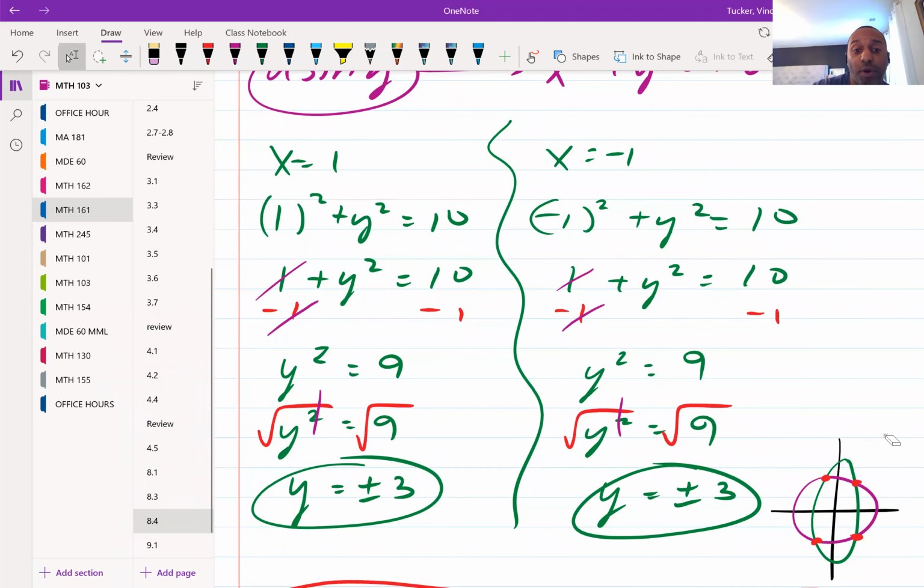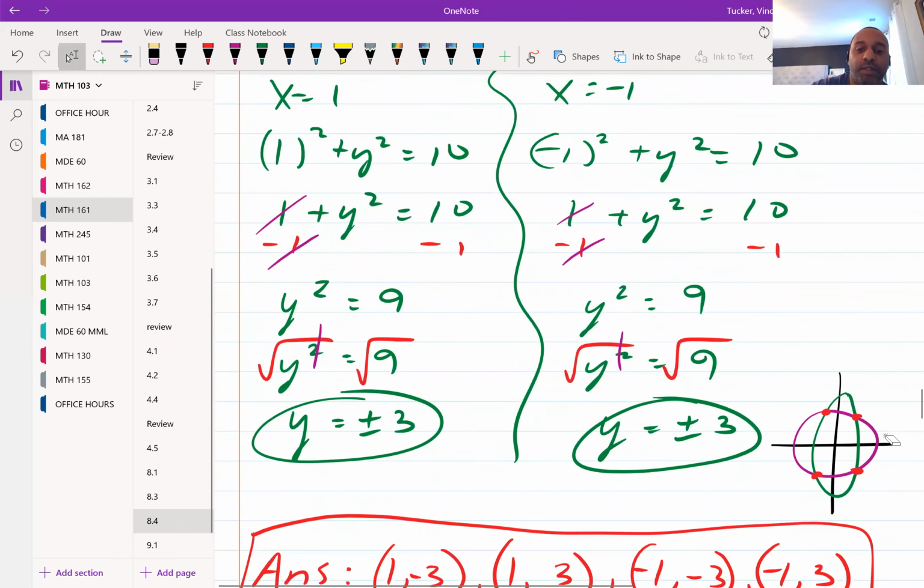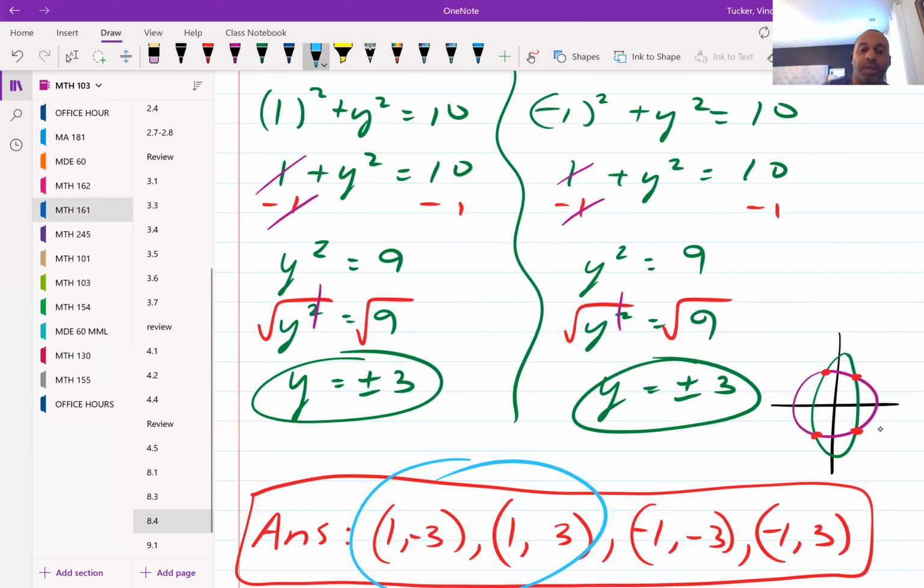All right. So in both cases, I get plus or minus 3. So that means when x is 1, I get these two ordered pairs, 1, -3 and 1, +3. And when x is -1, I get -1, -3, and -1, +3. So I have 4 solutions, and right here is once again a rough sketch of that. You notice we have the intersection at 4 different points because we have 2 circles. One is skinnier than the other.